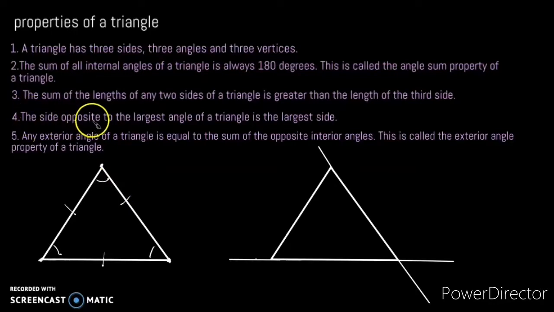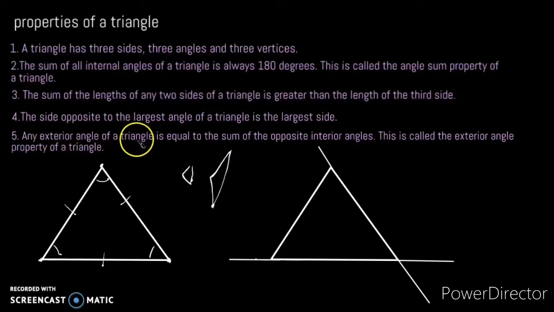The side opposite to the largest angle of a triangle is the largest side. This is kind of obvious because in order to accommodate a small side, the angle has to be just this wide. But just imagine if the same angle has to accommodate a bigger side, then the angle has to stretch wider in order to accommodate the line. So that's all that line means.